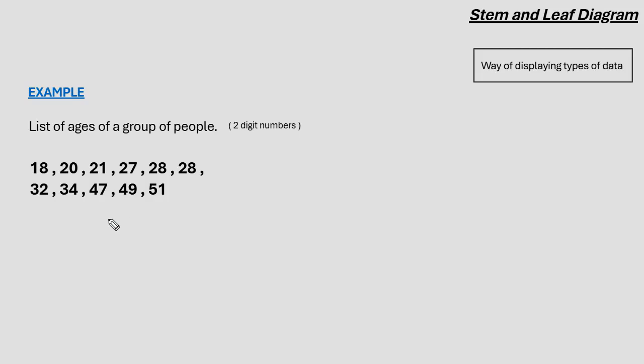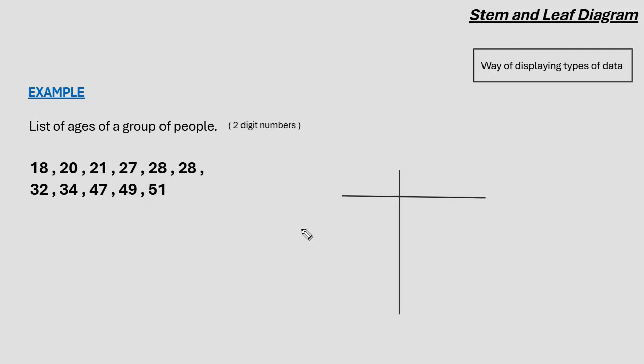But if a list of data was not given to us in ascending order, we would look to write it out like so before doing a stem and leaf diagram, as it does make life easier. Now the first step is to draw up a suitable sized table.